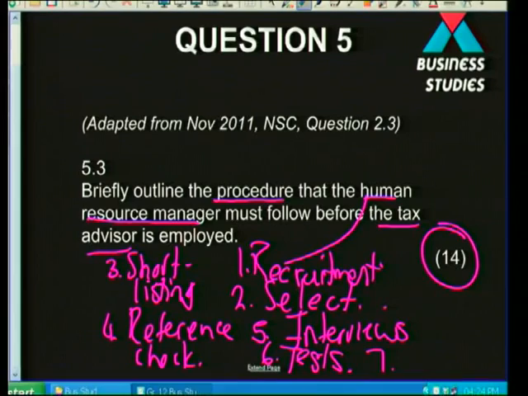Okay, next one, number 7. After we've completed all our tests, we are now going to offer the position to the most suitable candidate. And we're now going to place that person in the position of tax advisor.